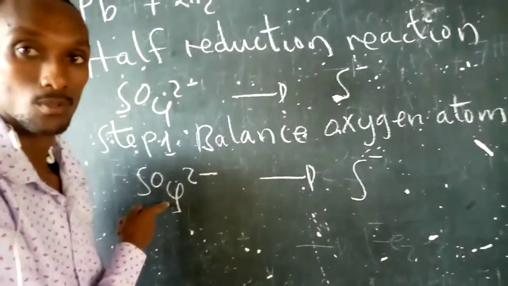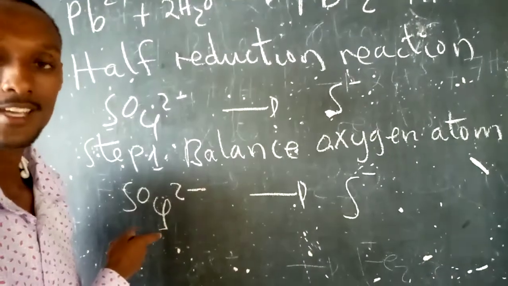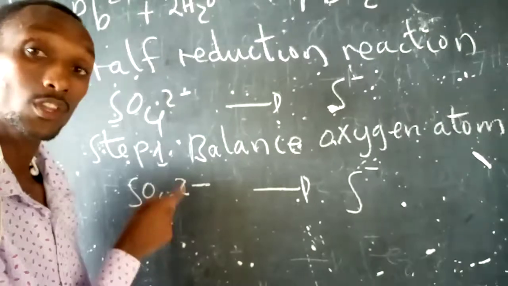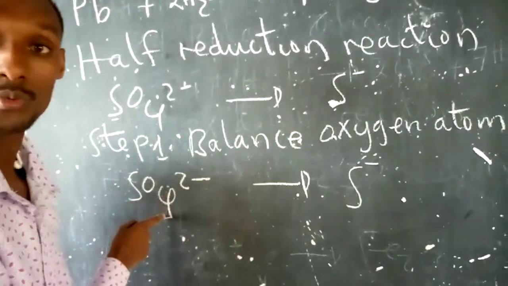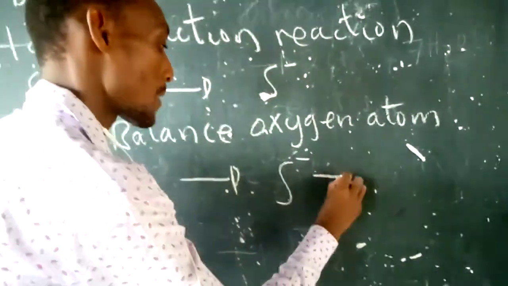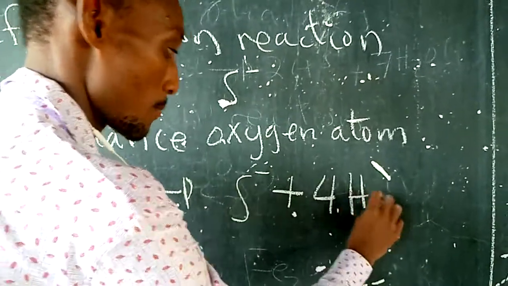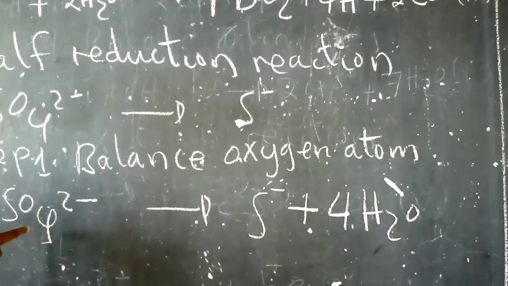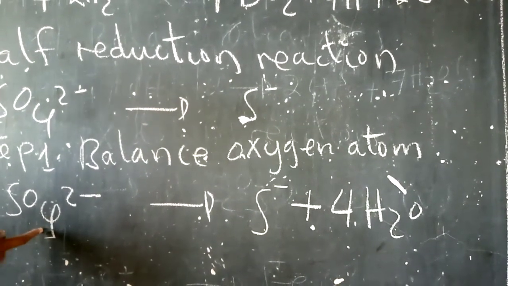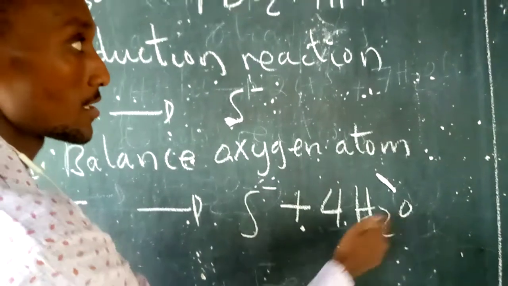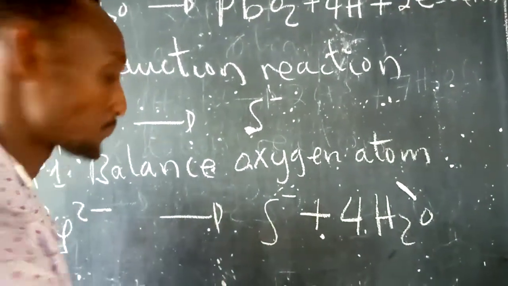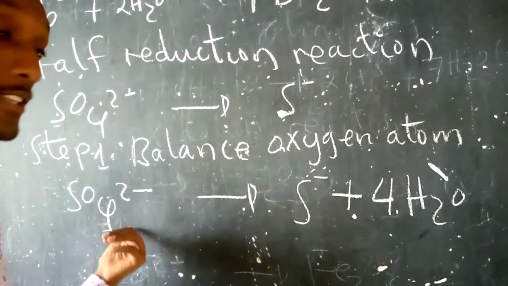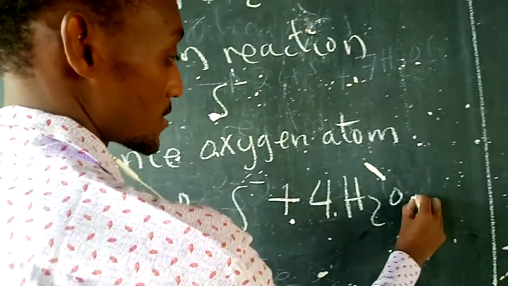To balance oxygen atoms, we always add water molecules, the same number as the oxygen. The number of water molecules equals the number of oxygen, so we are going to add 4 water molecules. When you add 4 water molecules, you have already balanced the oxygen, because you have 4 oxygen in the reactant side and 4 oxygen in the product side. Understood? So this equation is balanced in terms of oxygen. Mark this equation as equation 4.